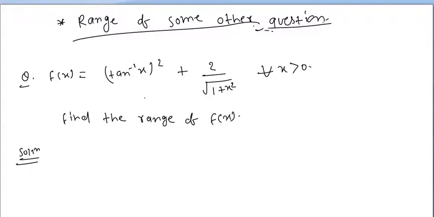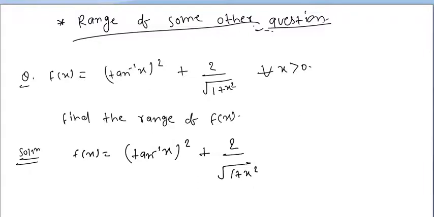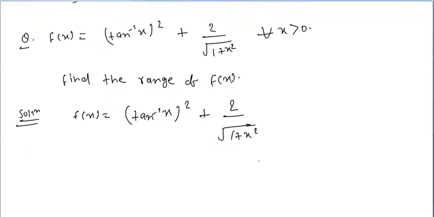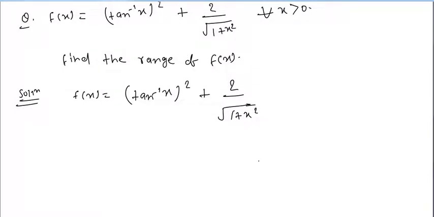If your mind is totally stuck on how to reduce the variable to one place, just differentiate it and check where the function is increasing or decreasing, and after that apply the inequality rule. So see the procedure of how to solve this problem by that method. I have f(x) equal to (tan inverse of x)^2 plus 2 divided by 1 plus x square. If you have no idea how to reduce the variable, just differentiate and check where it is increasing or decreasing.